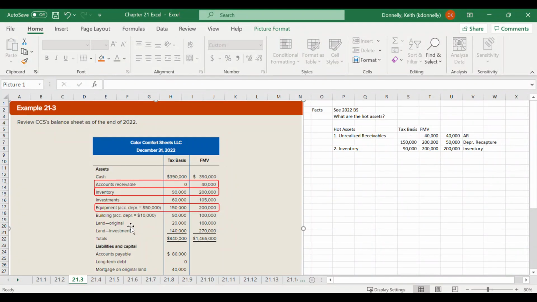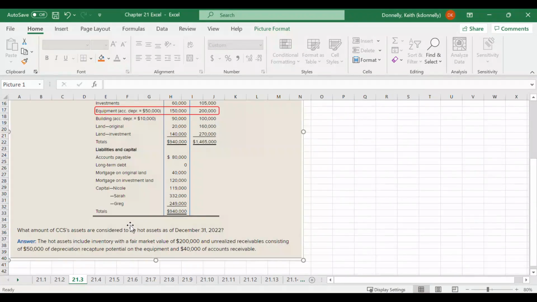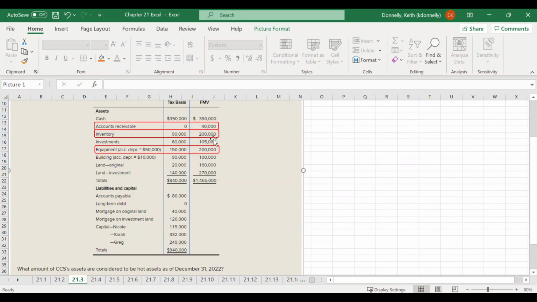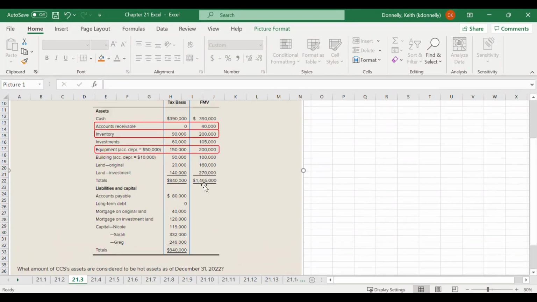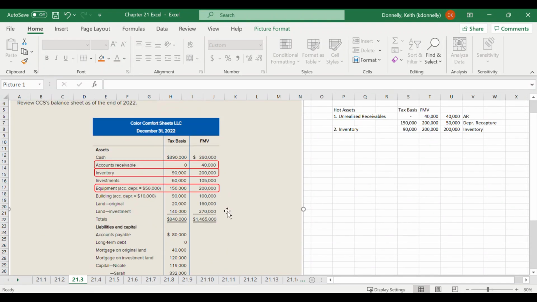21.3 here shows us a similar balance sheet, and they ask, can you please tell me what amount of hot assets there are at the end of the year? So in this case, it's basically going to be the inventory for 200 grand. It's going to be the unrealized receivables, which are basically, in this case, the 50 grand depreciation recapture between these two, and then the 40 grand on the account receivable right there.